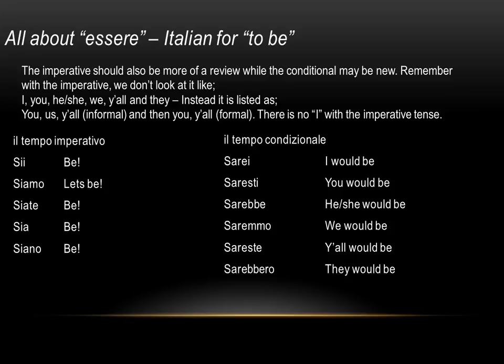Sarei, I would be. Saresti, you would be. Sarebbe, he or she would be. Saremmo. Okay, see here, this is what I was talking about. The future tense is just less that M. So saremo is we will be. Saremmo is we would be. Sareste, y'all would be. And sarebbero, they would be.